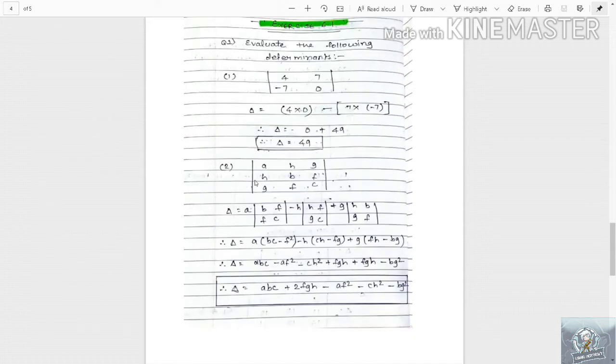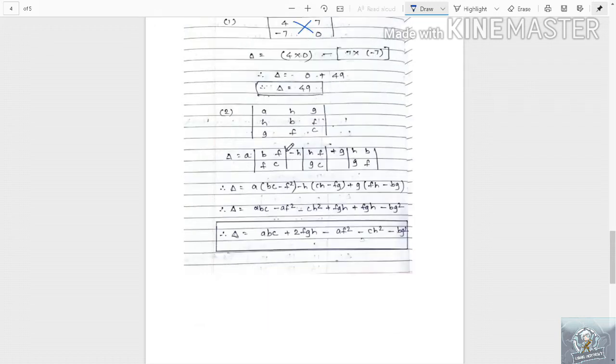Exercise 6.1. Evaluate the following determinant. First question, that is 4 and 7, minus 7 and 0. This sum we have done in 10th standard last year. We have to first cross multiply this 0 into 4 and minus 7 into 7. So any number multiplied by 0 will come 0, and minus 7 into minus 7 will become plus 49. So our answer is 49.